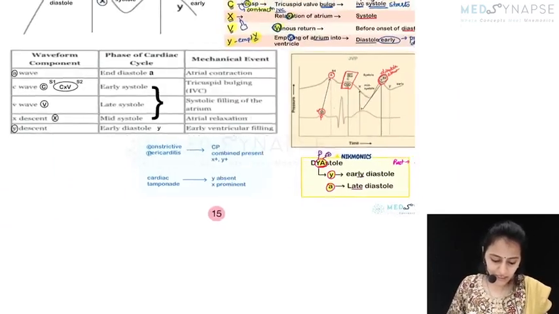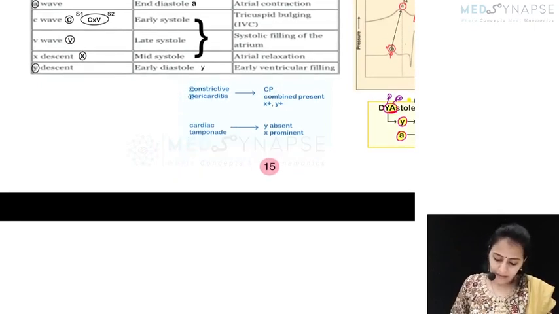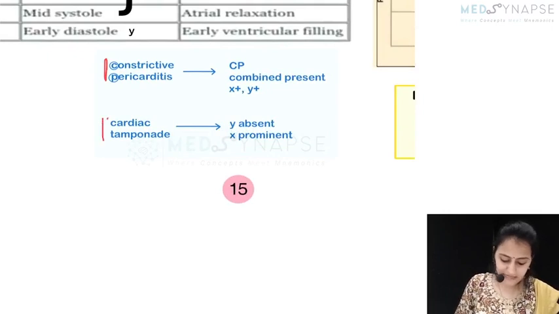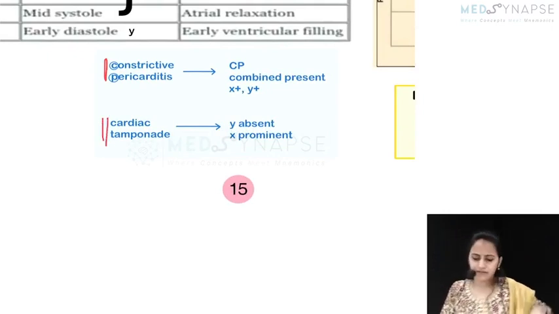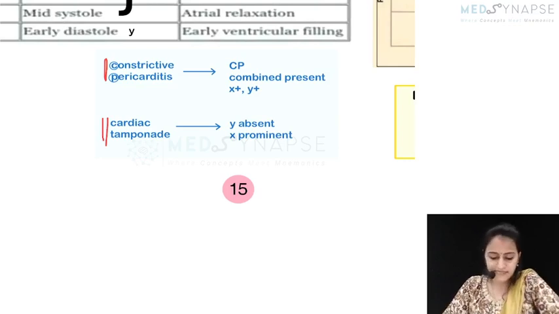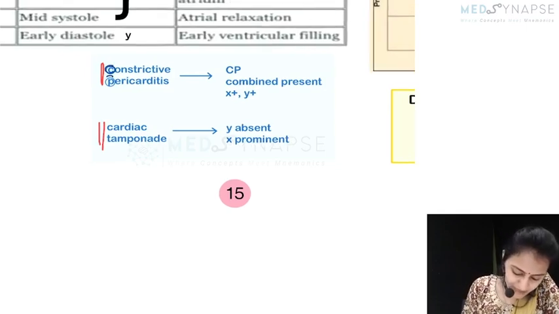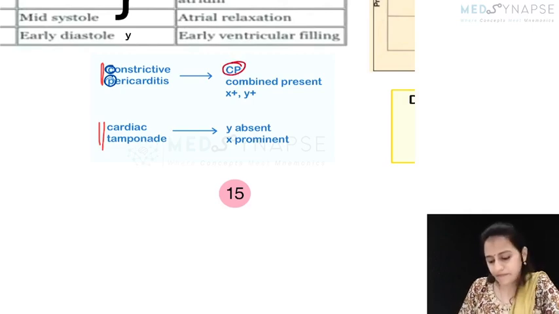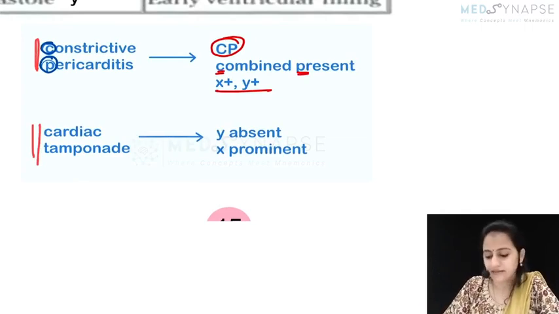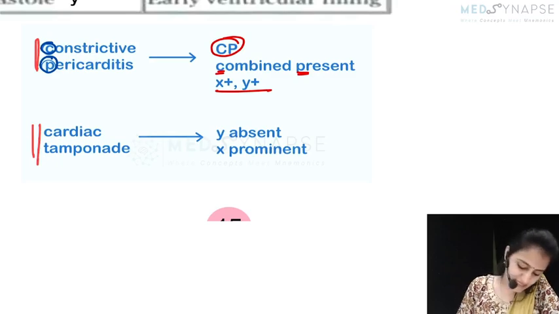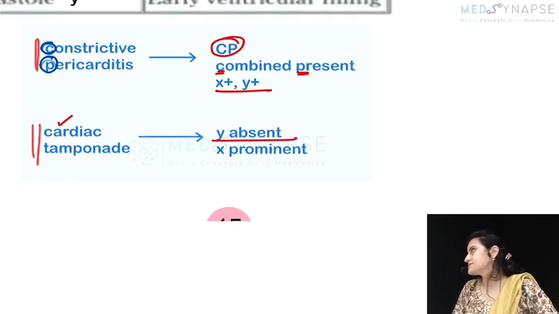So this is about your JVP: what is in systole and what is in diastole. In constrictive pericarditis and cardiac tamponade, what do you see in JVP? In which one is a wave absent? Between X and Y, which is absent in which condition, tamponade or pericarditis? Tamponade. Remember that constrictive pericarditis is CP, combined present. Both are present, nothing is absent here. So where is it absent? It is absent in tamponade. What is absent in tamponade? Y is absent in tamponade.